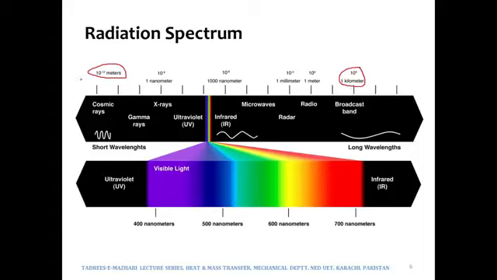Over here in the small wavelength region, we have cosmic rays, gamma rays, and X-rays. Since their wavelengths are very small, they can pass through any medium very easily. Whereas over here we see broadcast band waves, radio waves, radar waves and microwaves. These are towards the relatively larger wavelength region, and those are towards the relatively shorter wavelength region.